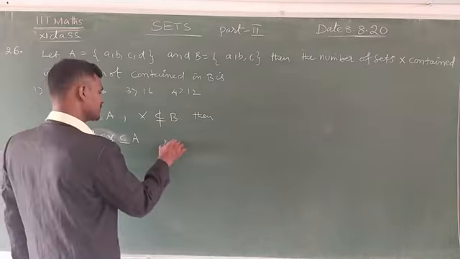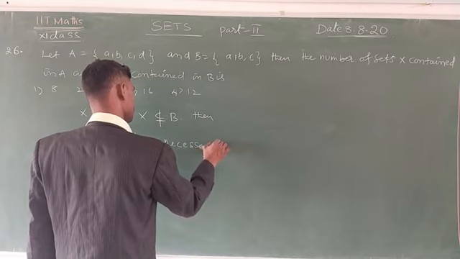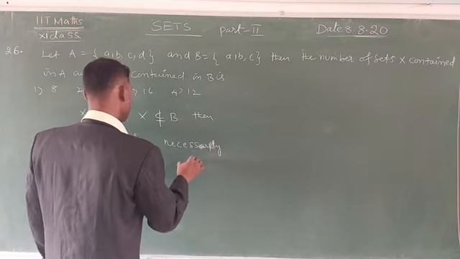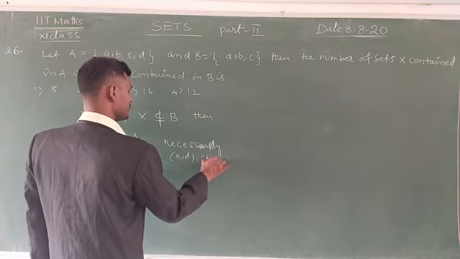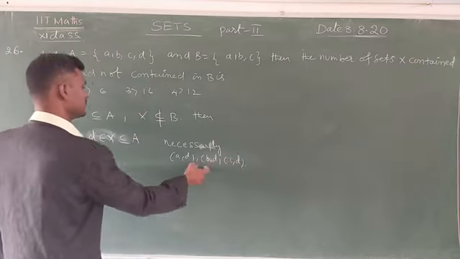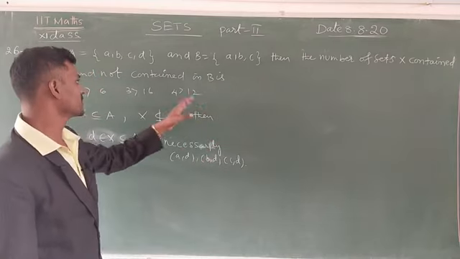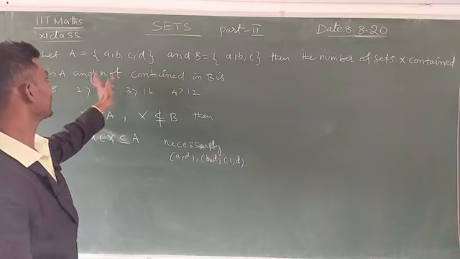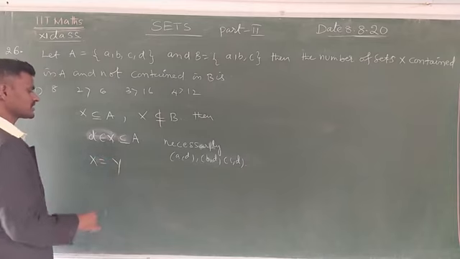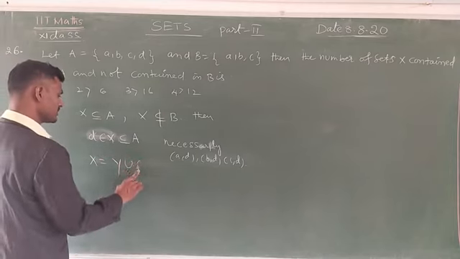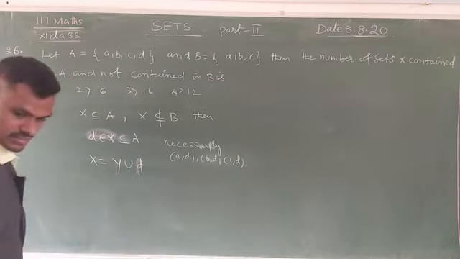Necessarily here {a, d}, {b, d} and {c, d}. This one is d, which does not belong in B. These three only are not there in B. That's why here X is in A and not contained in B. Now X, you can take here one subset in B, union with which one? Here d. Union with d.